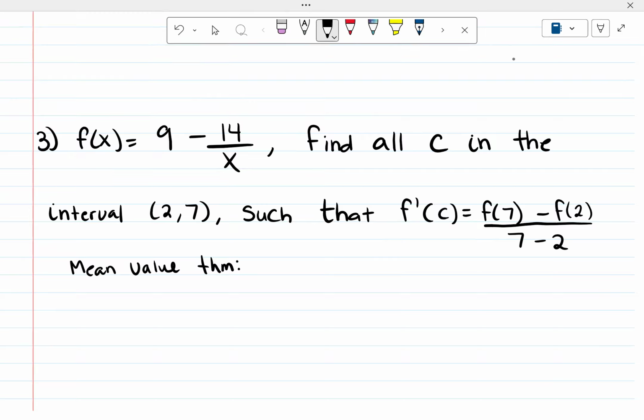So what is the mean value theorem? 2 is like your A, 7 is like your B. So it's basically f prime of c equals f of B minus f of A, all over B minus A. So this is basically the mean value theorem.